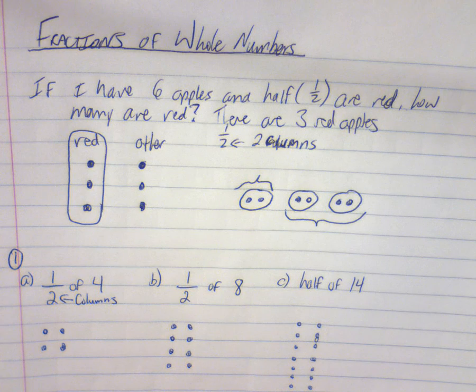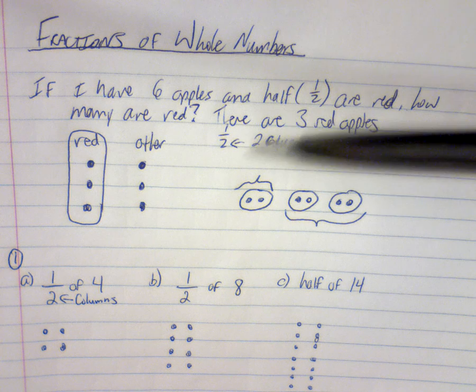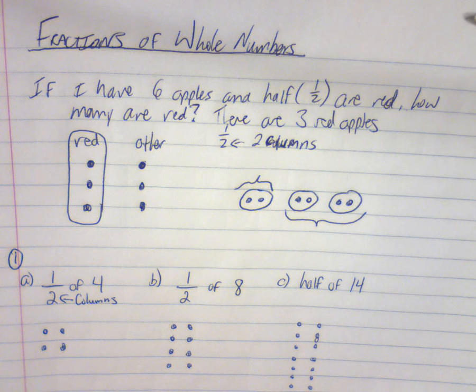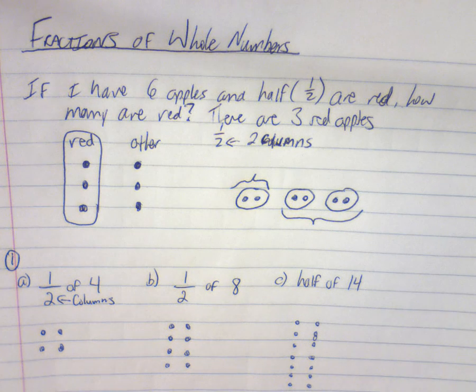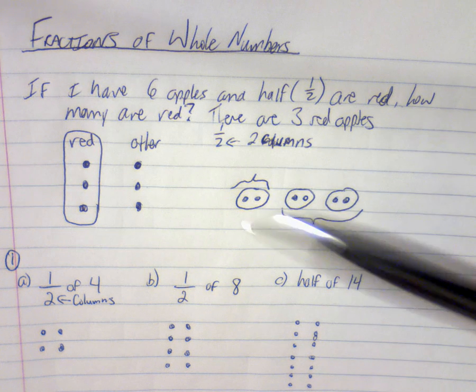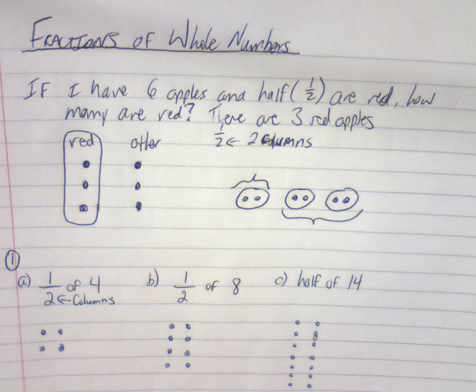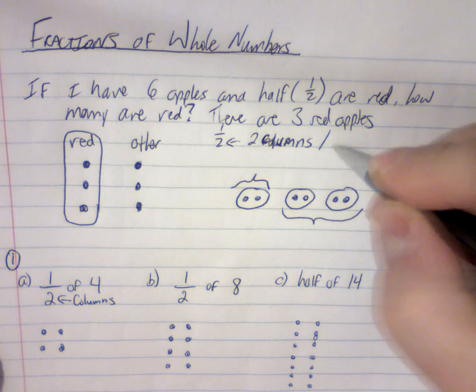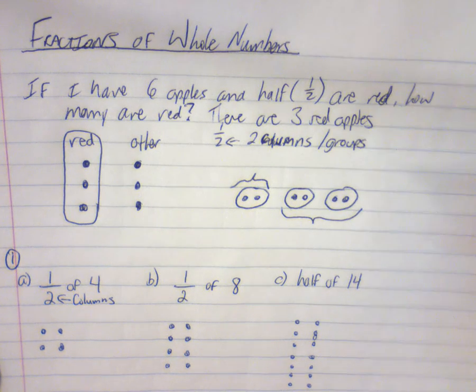Now, that may seem fairly easy to some, but what you need to really keep in mind is that the bottom number represents how many columns you're going to draw if you're going to draw dots. Now in your workbooks you might see something a little bit different. You may see something like this, and they're grouped for you. So the bottom number could either tell you how many columns or groups there are.